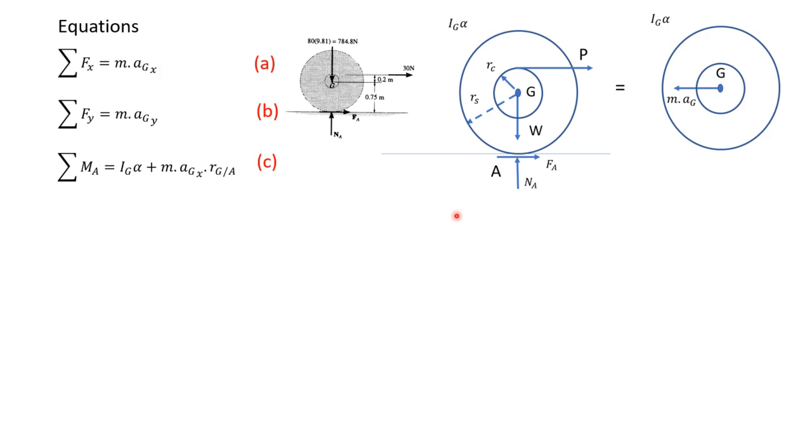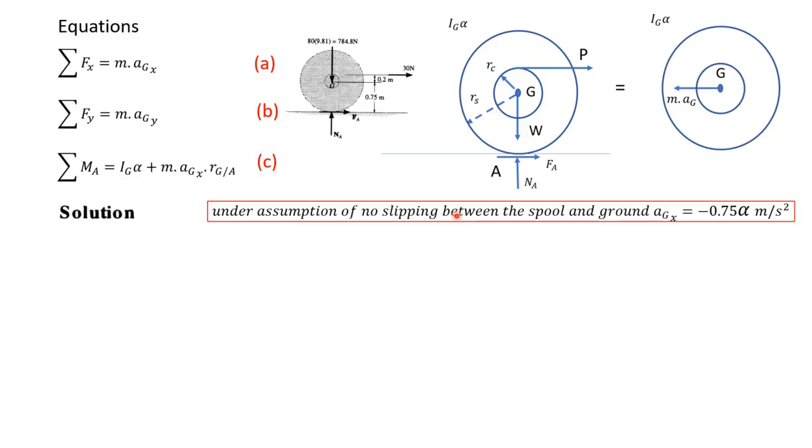Now we are going to do the analysis for the three components, the force in X, force in Y, and the moment around the point A. Now everything is clear for us. We only need to do some assumptions. So the first assumption is, under the assumption of no slipping between the spool and the ground, the AGX is going to be equal to the distance from the A to the G multiplied by the alpha, tangential. And this will go to the left. Okay, so now we know the value of the AGX in terms of the alpha that we don't know how much.